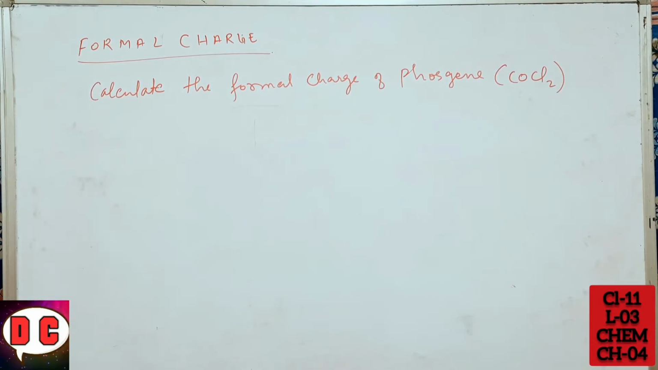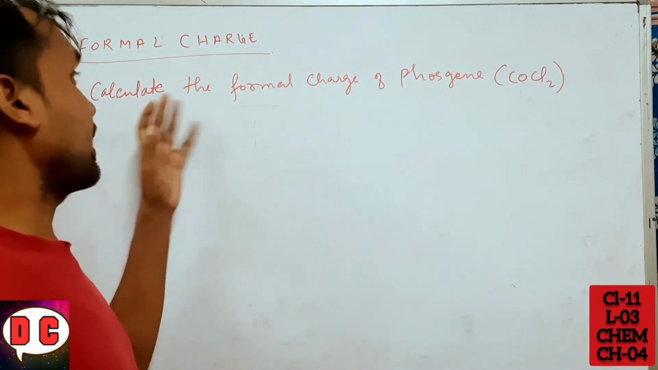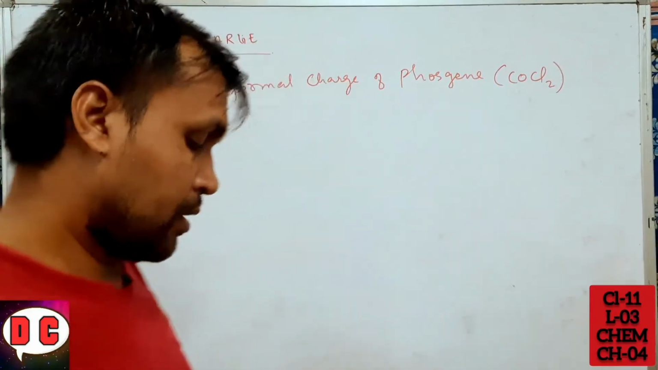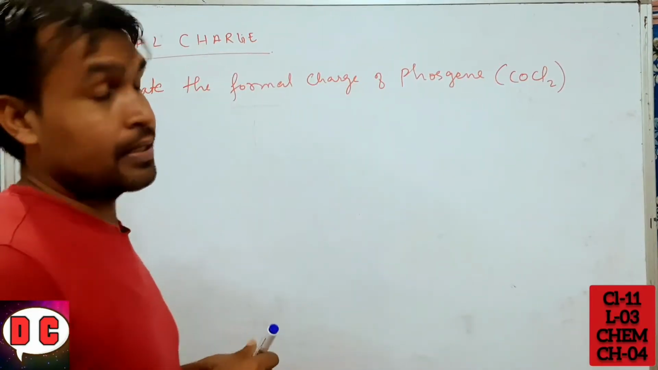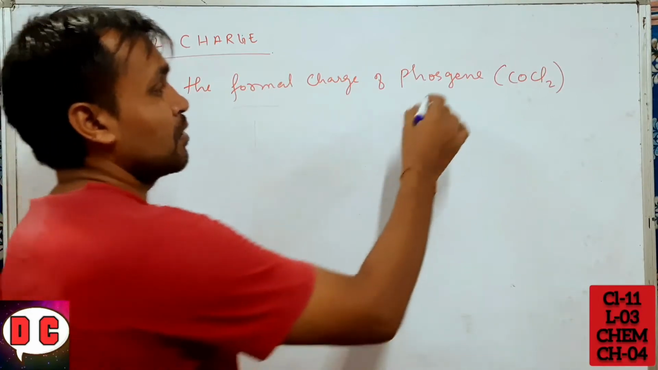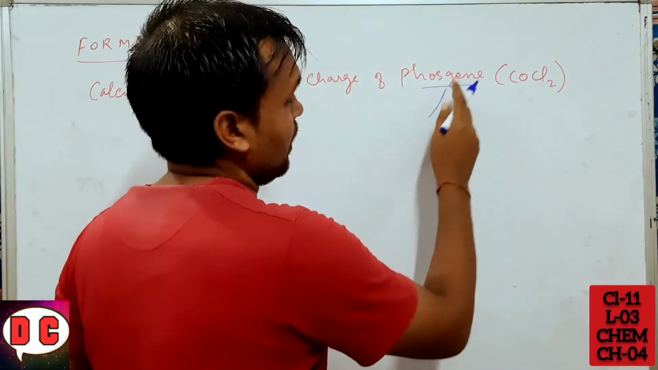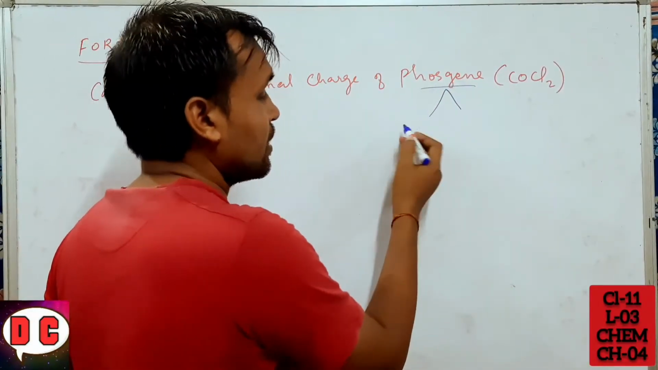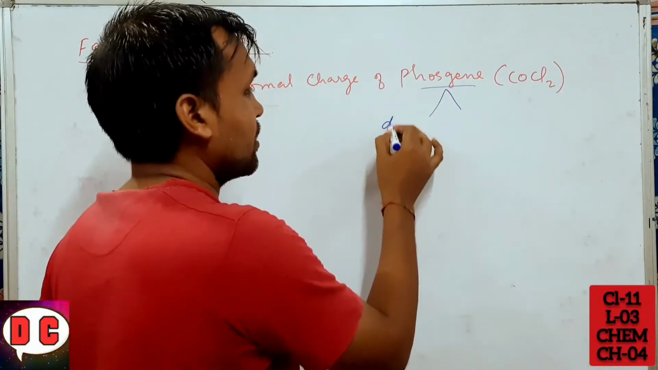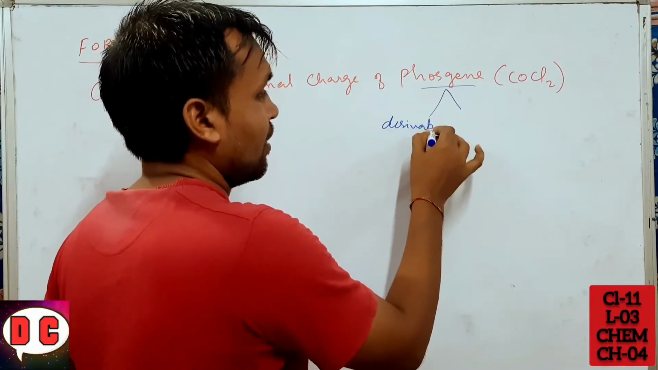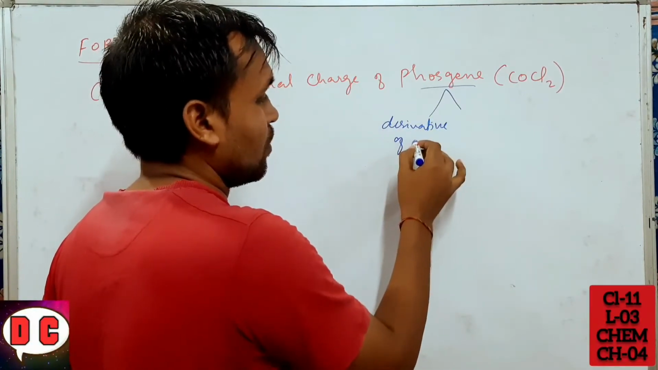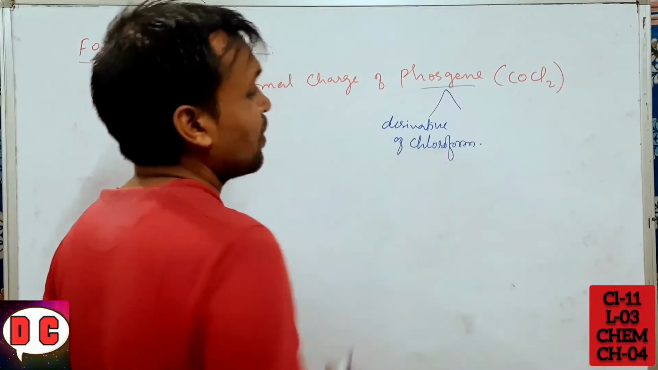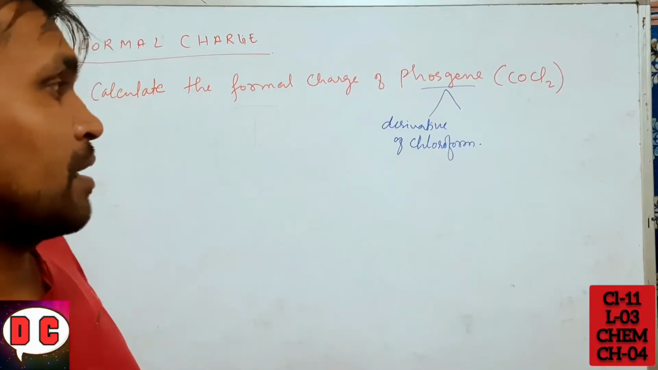Okay, so the next question we are going to do is calculate the formal charge on phosgene. So what is phosgene, dear students? Let me tell you, you will study in detail in class 12. The uses and how it is prepared and all, I will tell you. Phosgene is nothing but a derivative of chloroform.